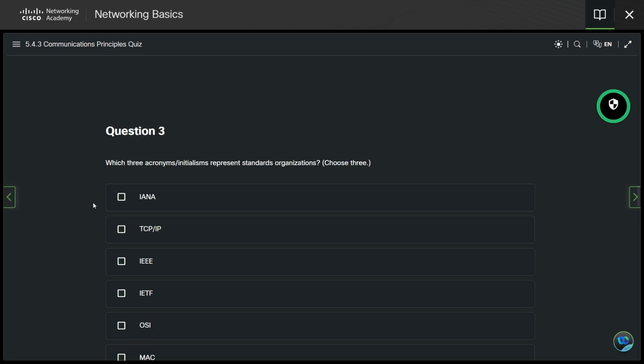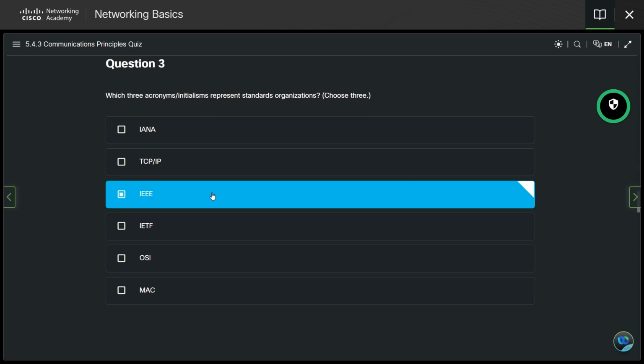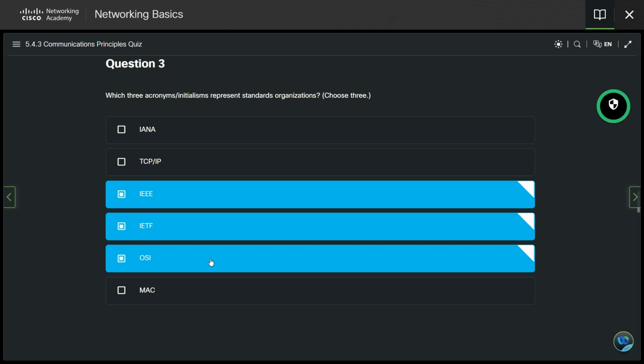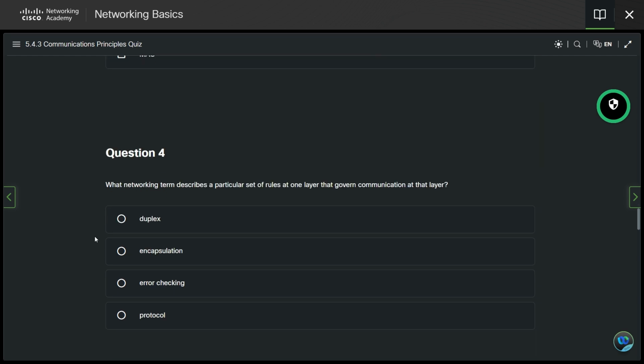Now, Question 3. Which three acronyms or initials represent the standards organizations? IEEE, IETF, IANA. I don't remember well. I say that.